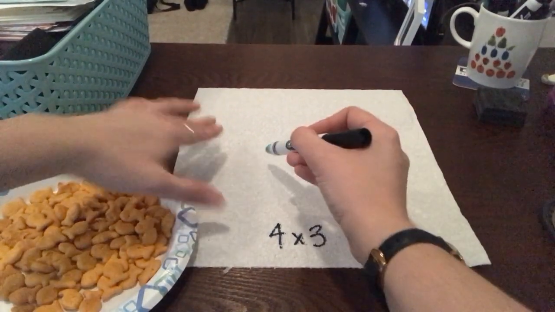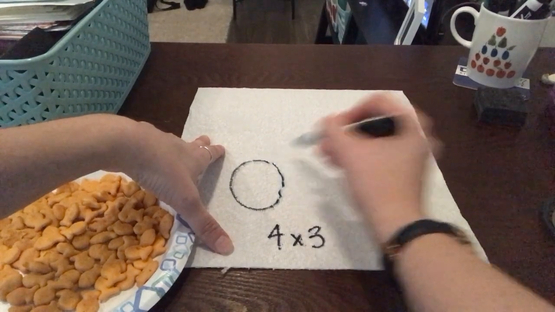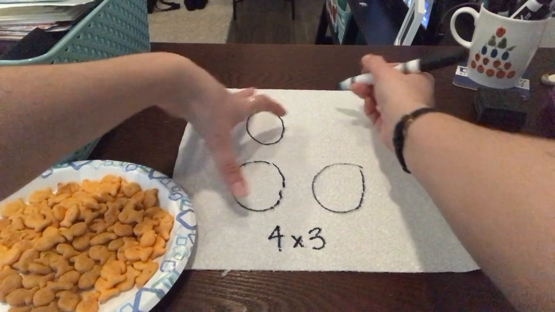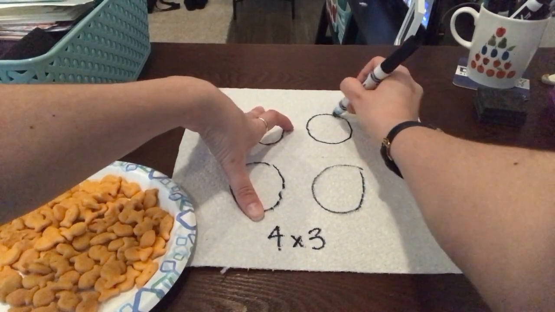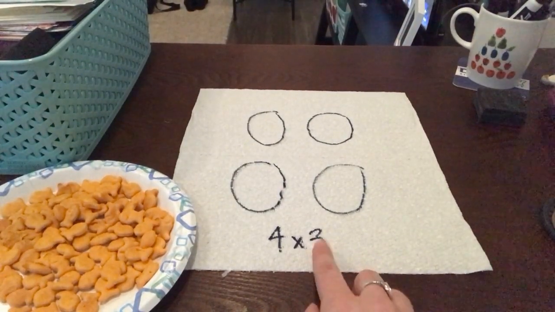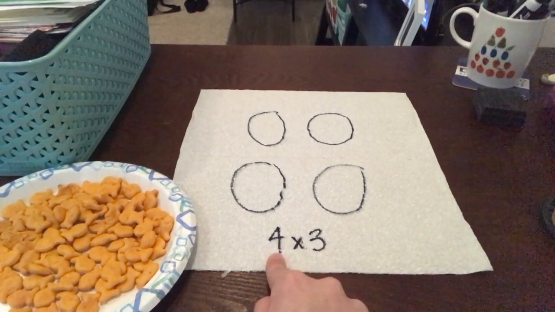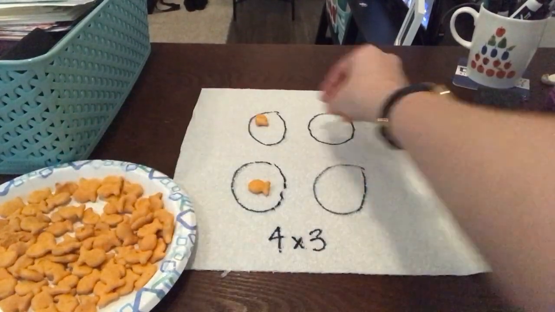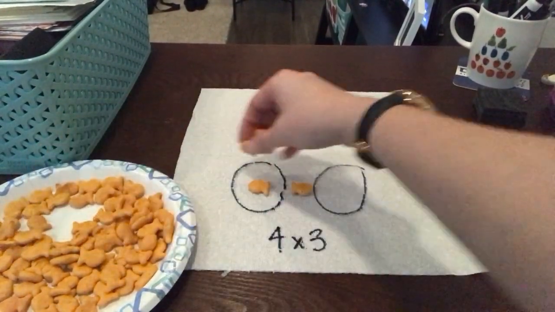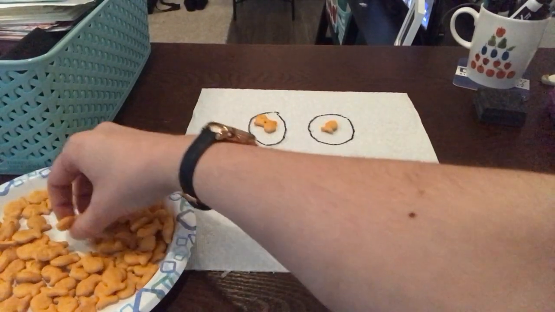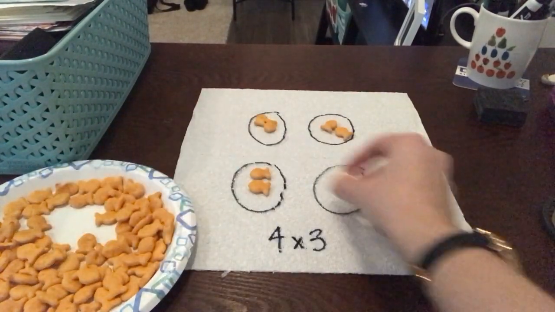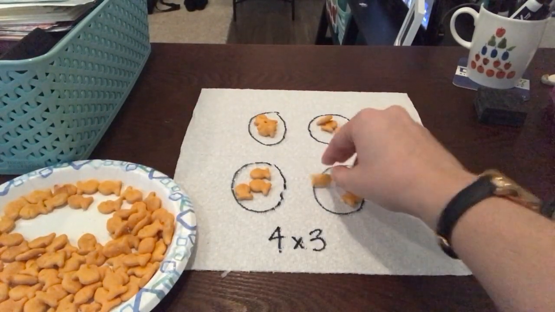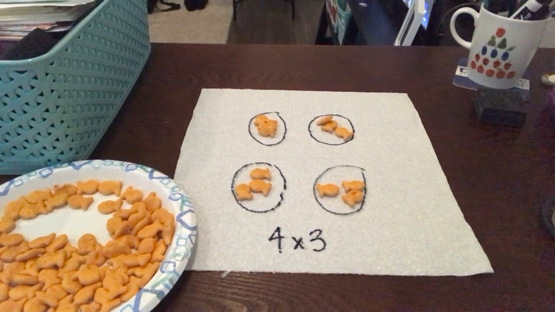So I would start by drawing 4 groups. And I'm just doing this right on the paper towel. And then I'm going to put 3 goldfish in each group so that I have 4 groups of 3 goldfish. So I'll put 1, then 2, and then 3. So this is 4 groups of 3.